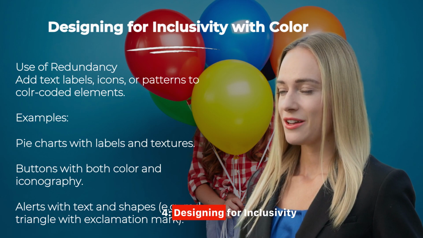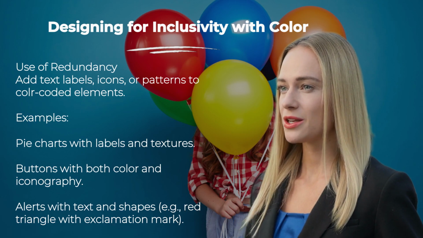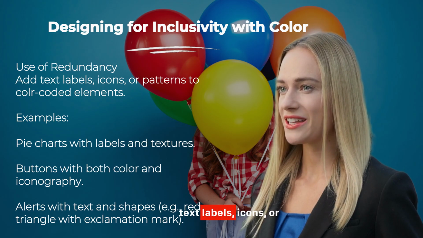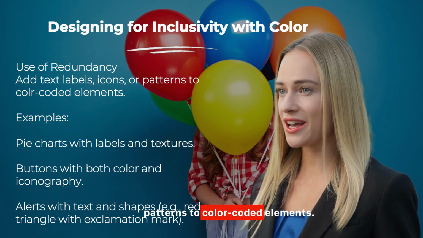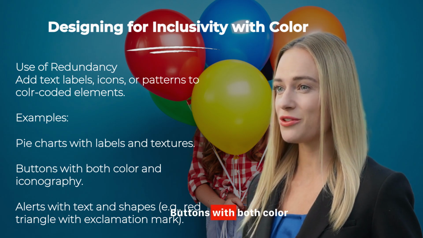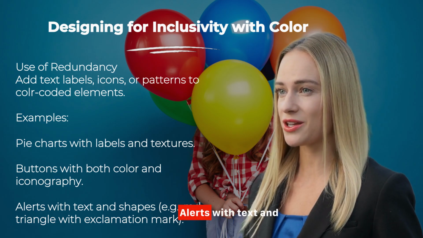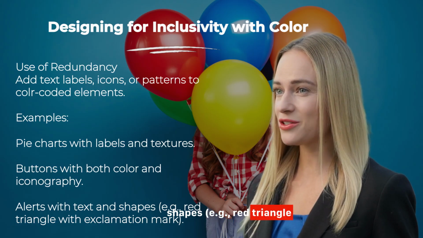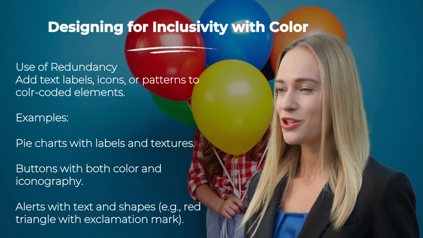4. Designing for inclusivity with color. 1. Use of redundancy. Add text labels, icons, or patterns to color-coded elements. Examples: pie charts with labels and textures, buttons with both color and iconography, alerts with text and shapes, e.g., red triangle with exclamation mark.